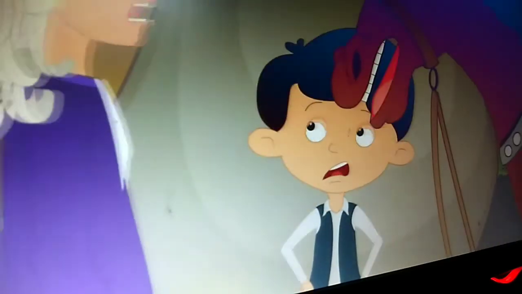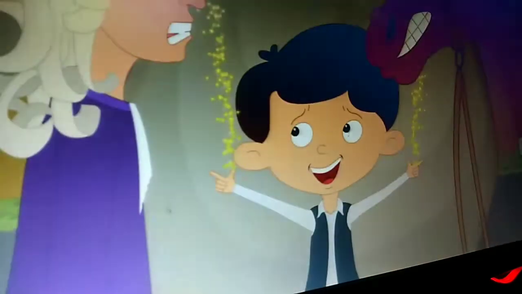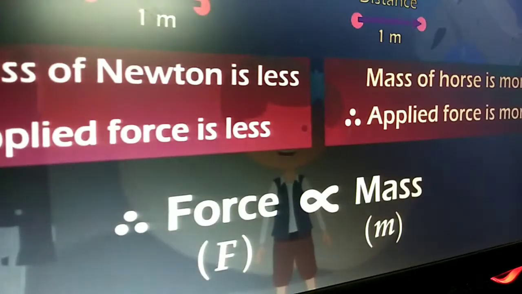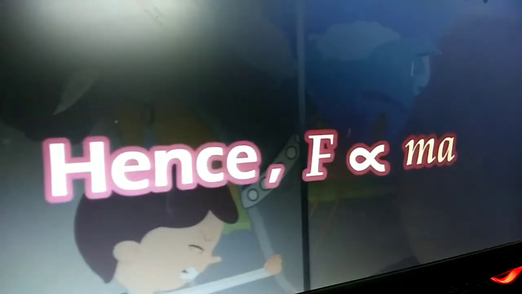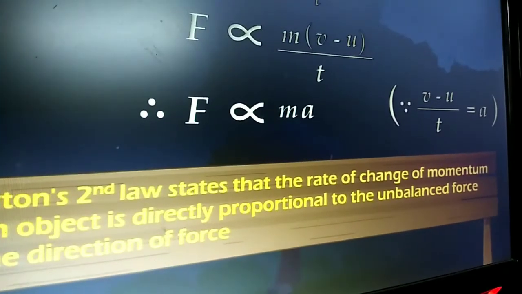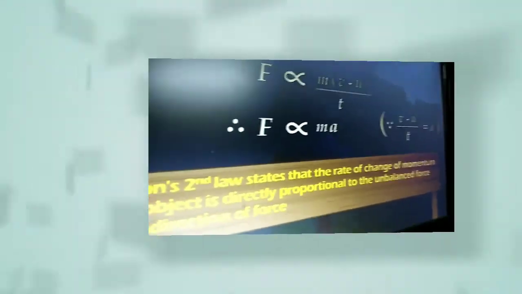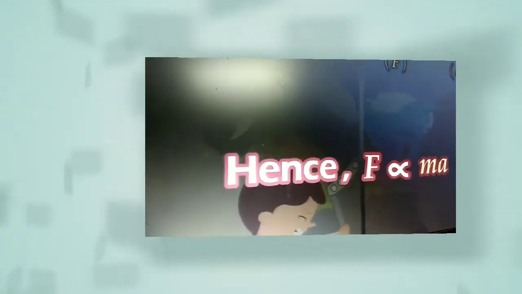Now, whose force is more? Horse force is more. Force is also directly proportional to the mass. Mass of Newton is less, so applied force is also less, whereas mass of the horse is more, so applied force is also more. So F is directly proportional to mass, and F is directly proportional to acceleration, so F is directly proportional to the product of mass and acceleration. Hence, F is equal to kma, and k is the proportionality constant.